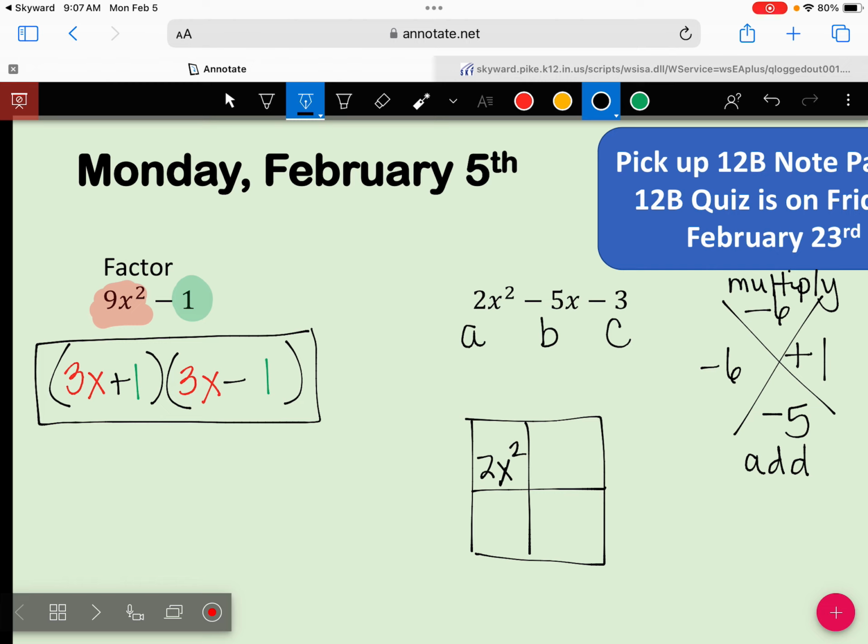So your 2x squared would go here. C goes here. And then the other two squares.